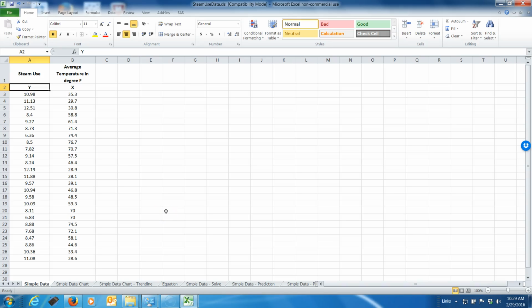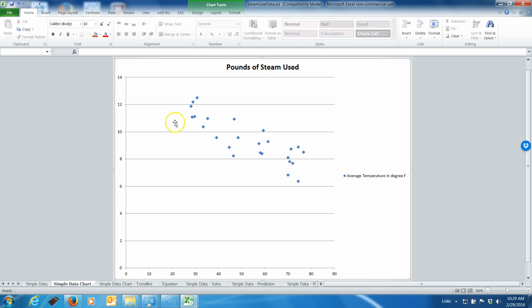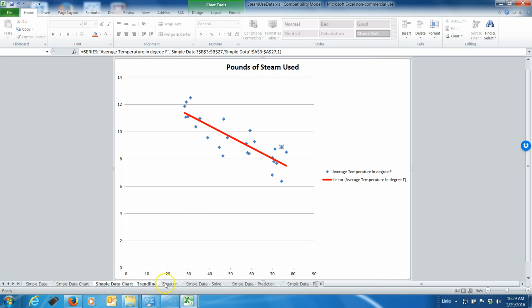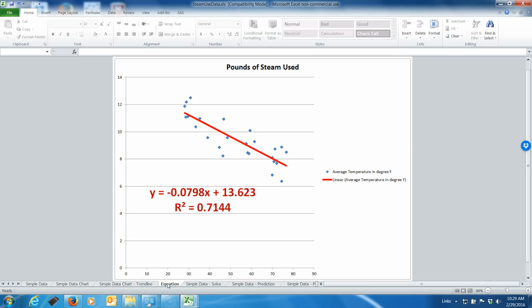In this video, we're going to expand the linear regression model to more than one variable. We started off knowing the average monthly temperature and the pounds of steam used by the factory. Recall that we graphed those points, and then we could put a trend line right through there, and we know that that's the equation. And that is the predictive model that we have built to predict the amount of steam that was used.